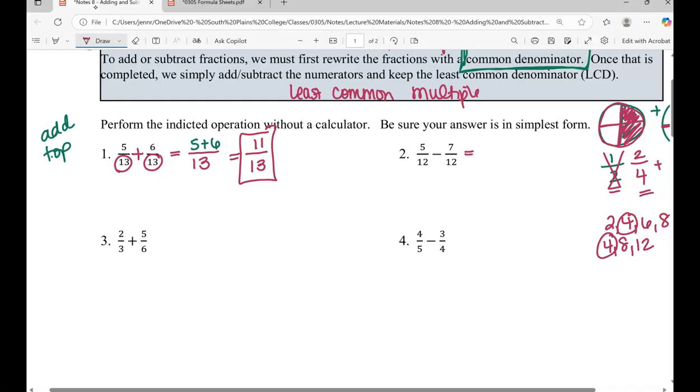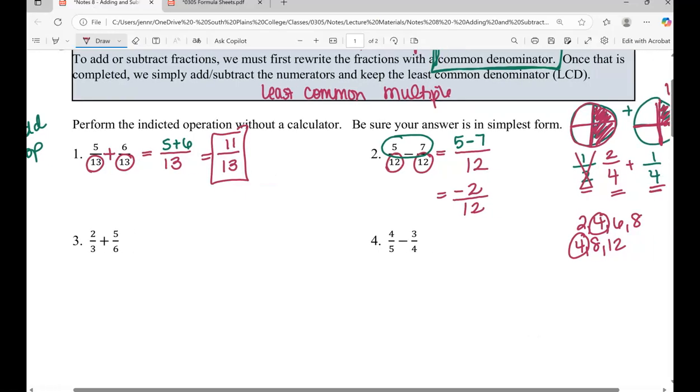5/12 minus 7/12. I already have a common denominator, so the common denominator will stay common. And I need to just add or subtract across the top. So I have 5 minus 7. Well, 5 minus 7, right? The bigger number is the negative, two different signs, gives me a -2, right? Different signs means I subtract. 5 minus 7 is 2. Keep the sign of the bigger number. And that common denominator of 12 stays.